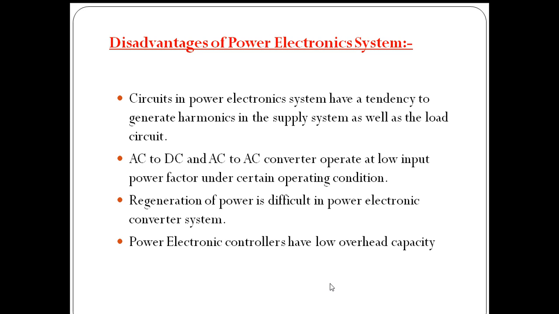AC to DC and AC to AC converters operate at low input power factor under certain operating conditions. So these operate with a low input power factor in some cases, like converters, where conversion is from AC to DC. In AC regulators, that is from AC to AC, they may operate at a lower power factor.